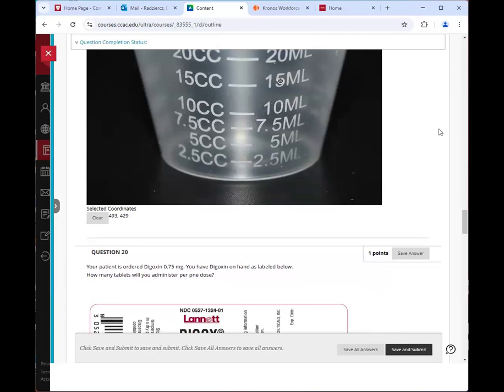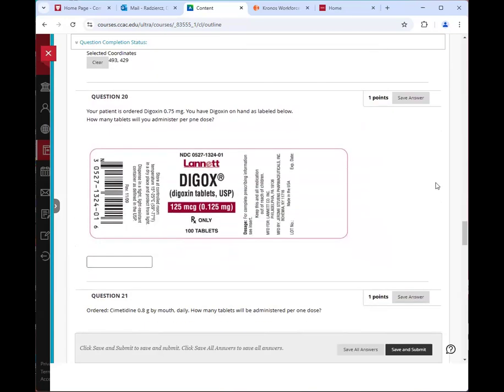All right, 8 more questions. Digoxin, the order is 0.75 milligrams. And it wants to know how many tablets we administer per dose. That's supposed to be 1. Okay, it's a typo.